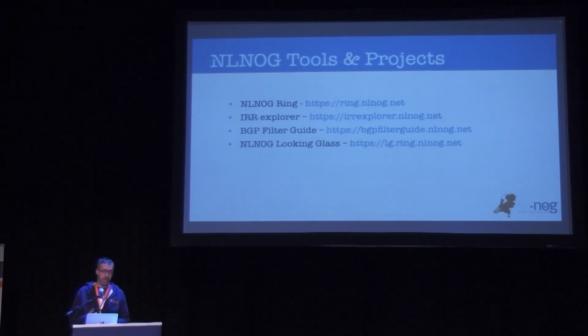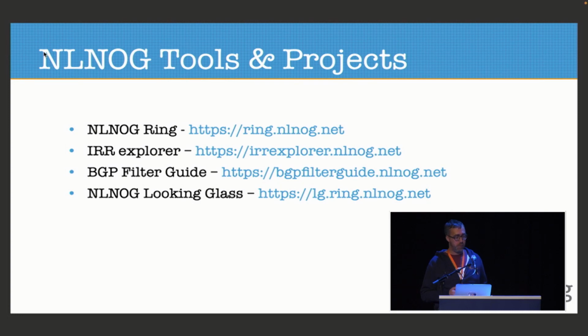So that's the NLNOG ring, which has been presented here quite a number of times. IRR Explorer, BGP Filter guide, and the looking glass. You see the URLs here. You can find them on our website as well.